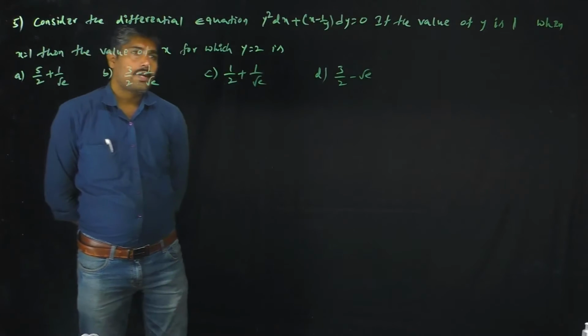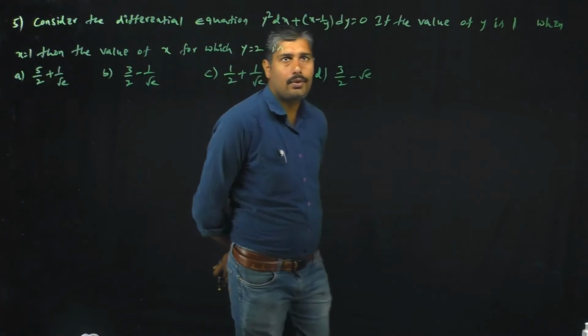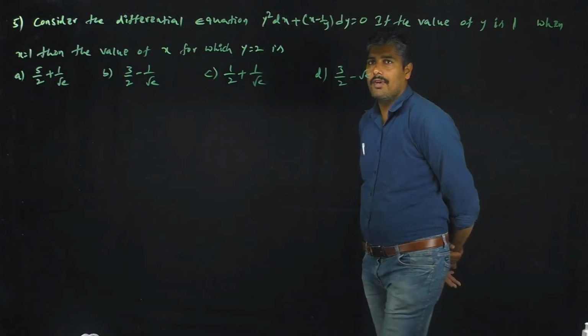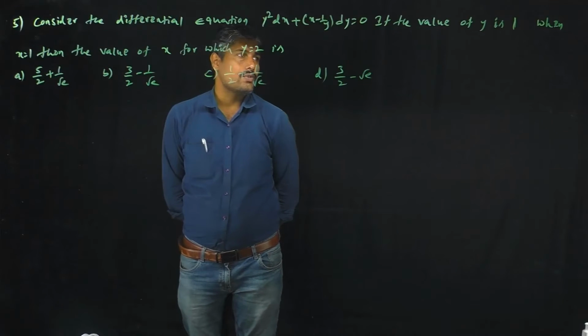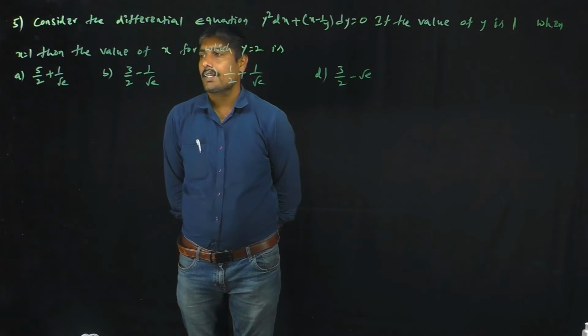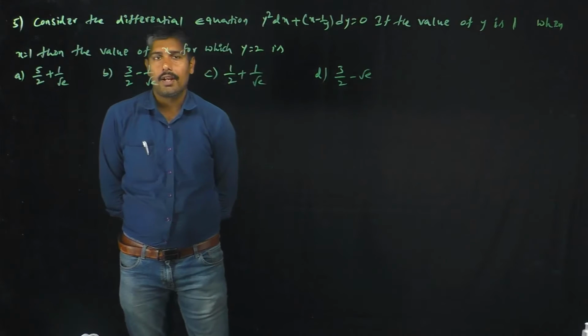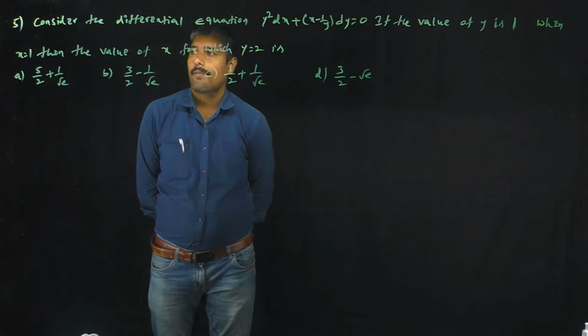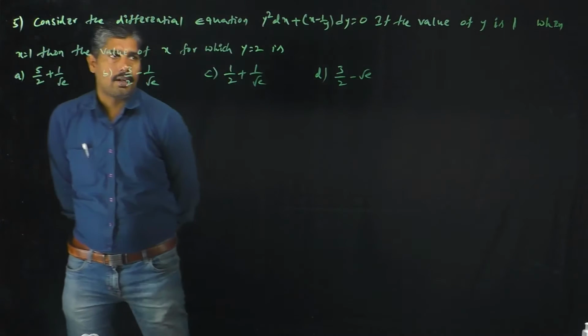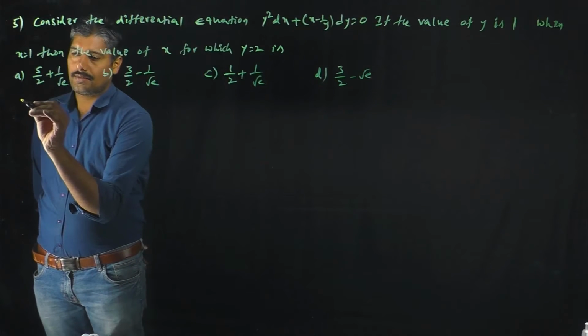Next one, consider the differential equation y squared into dx plus x minus 1 by y into dy equals 0. If the value of y is 1 when x equals 1, then the value of x for which y equals 2 is, right? How to solve this one? See solution.